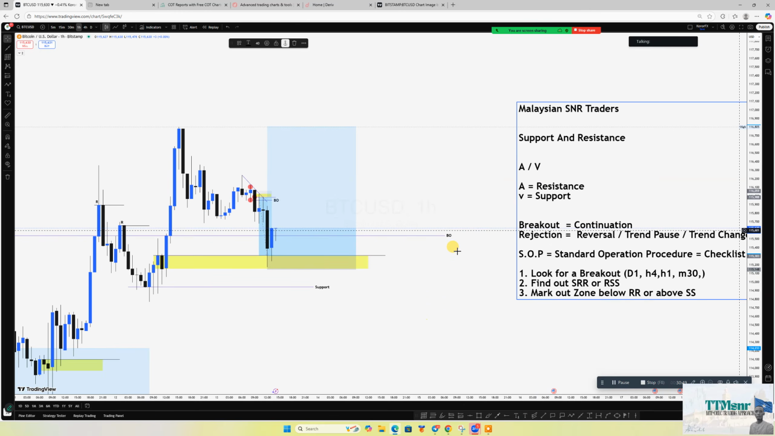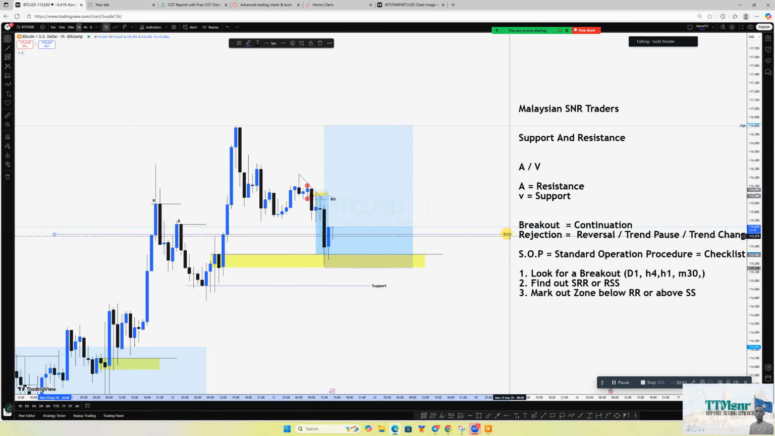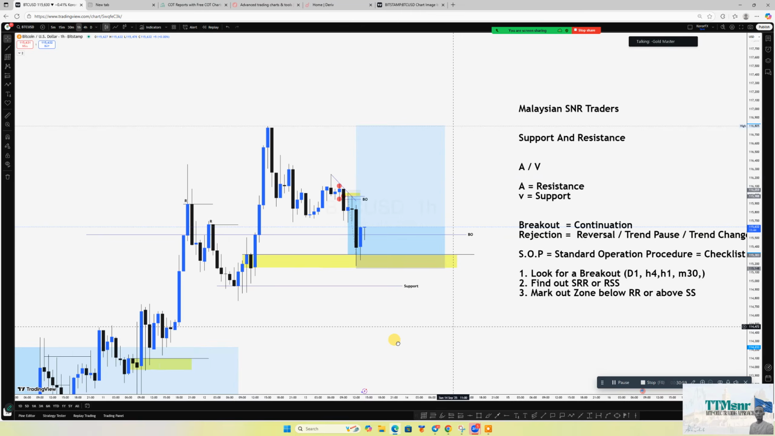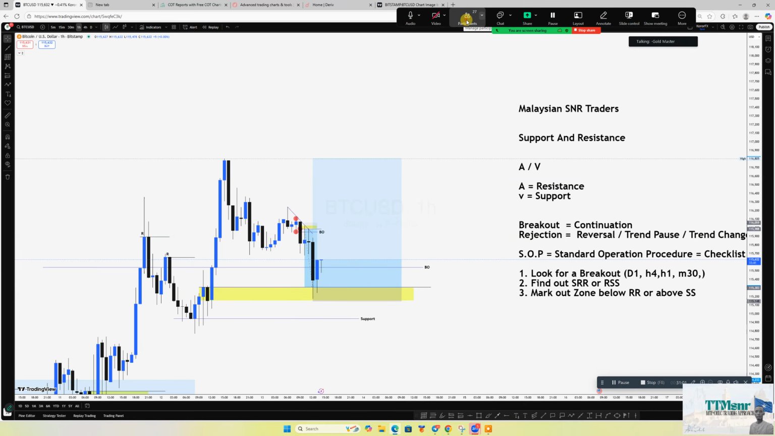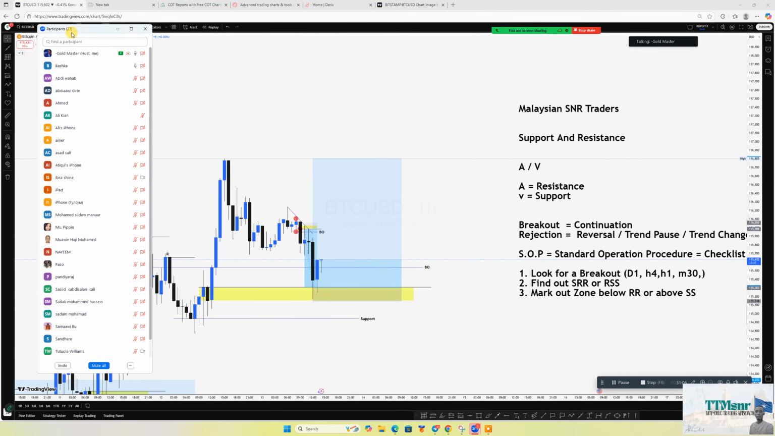For rejection, I don't like rejection setups. I like breakout setups because it's a low risk setup. When I get a breakout setup, I'm so happy. I hope it's done. If you have questions, please come out.